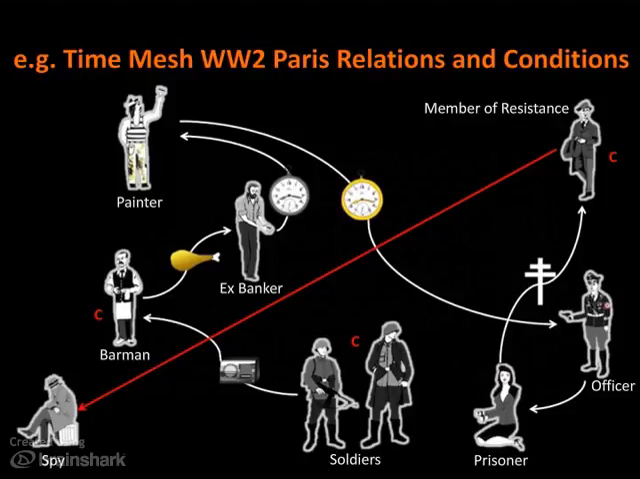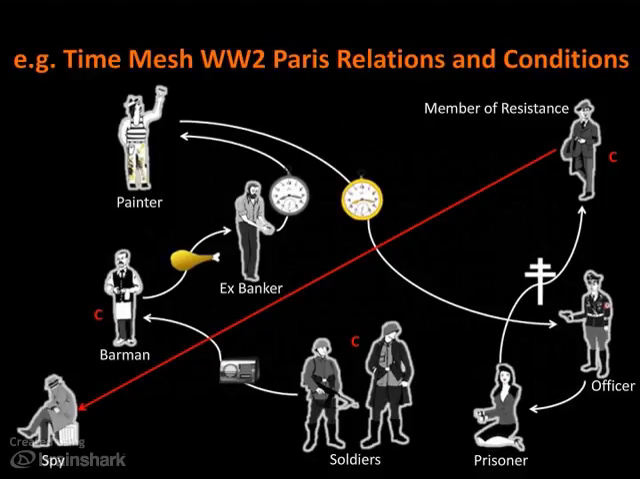Here you can see the conditions between the characters in the Time Mesh history game World War II Paris scene. The goal of the scene is to get instructions from the spy, but before the player reaches the spy, she has to communicate with other non-player characters. Basically, the game starts from the soldiers. The barman wants his radio back. The ex-banker wants food. The ex-banker gives a watch to the player. The officer wants to have the watch, but not the simple watch, but the golden watch.